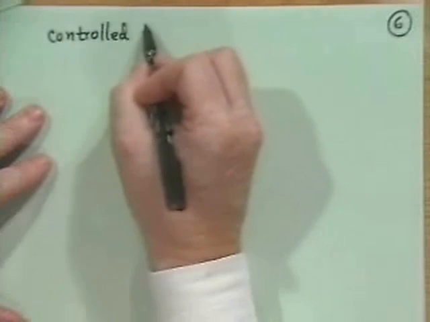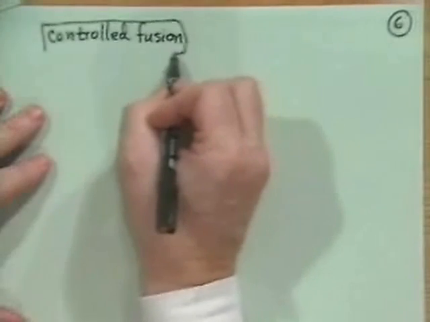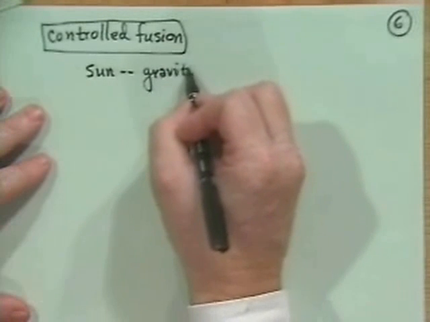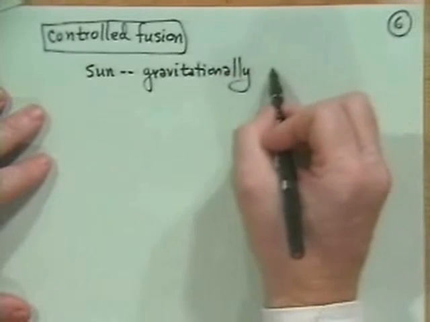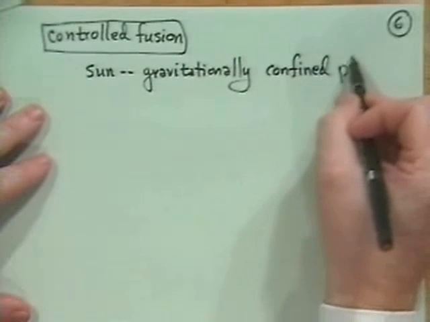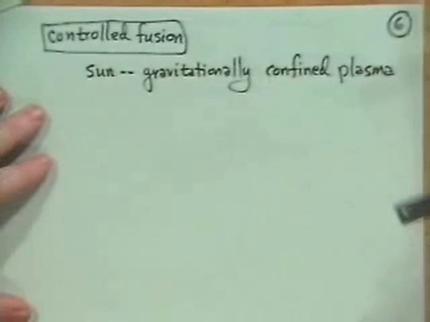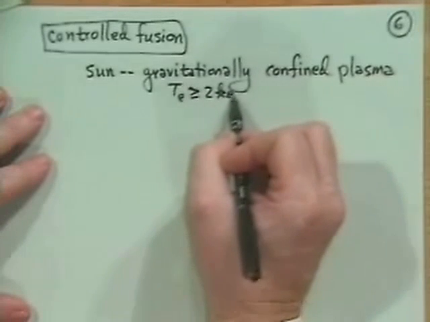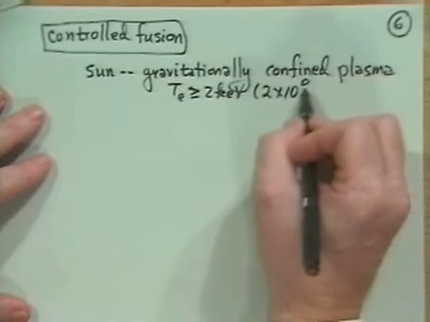Okay, then the big thing that started getting people really interested in plasma physics was controlled fusion. So let's get to that application. First comment is that the best controlled fusion device that's ever available is, in fact, the sun. Anyway, the sun is a gravitationally confined plasma, and I'll get my numbers a little bit better today, but the electron temperature is on the order of something like 2 kilo electron volts, and that's 2 times 10 to the 8th degrees Kelvin.